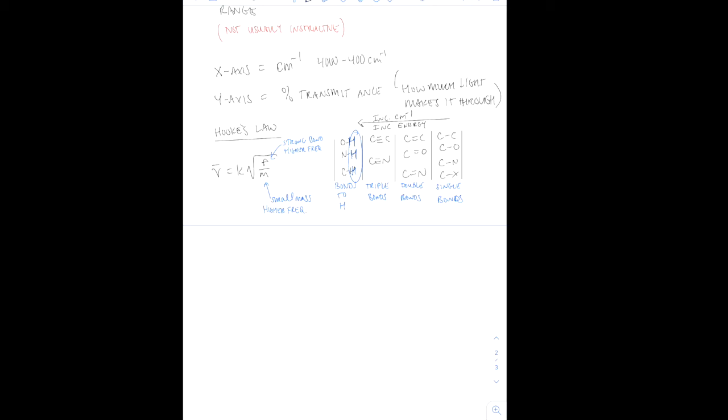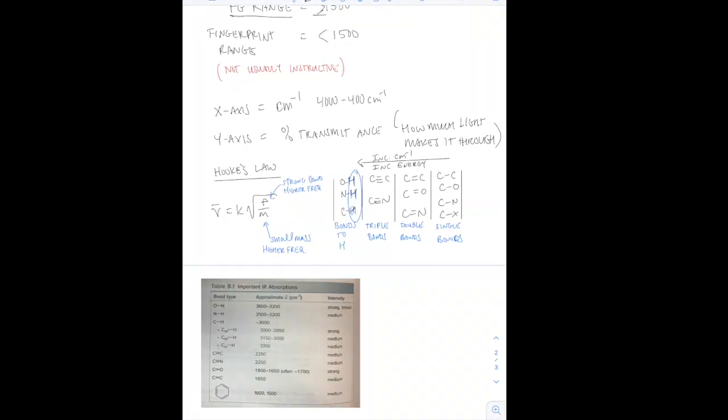This is basically just to help you understand why these things are located where they are and their relationship to IR frequency absorption. So bond strengths, bond lengths, size of the atoms, etc.